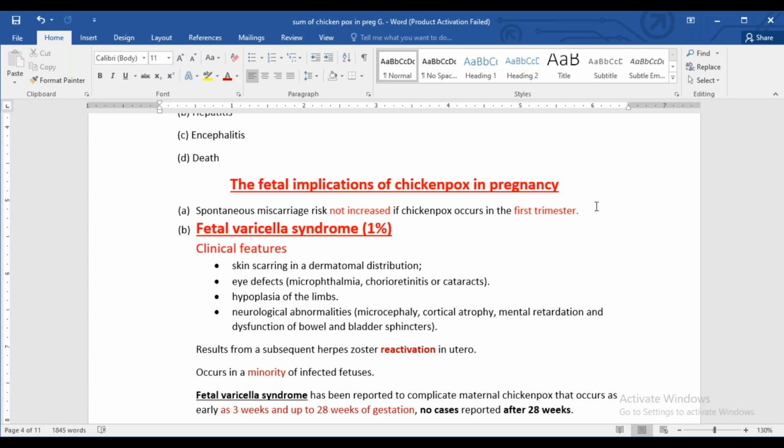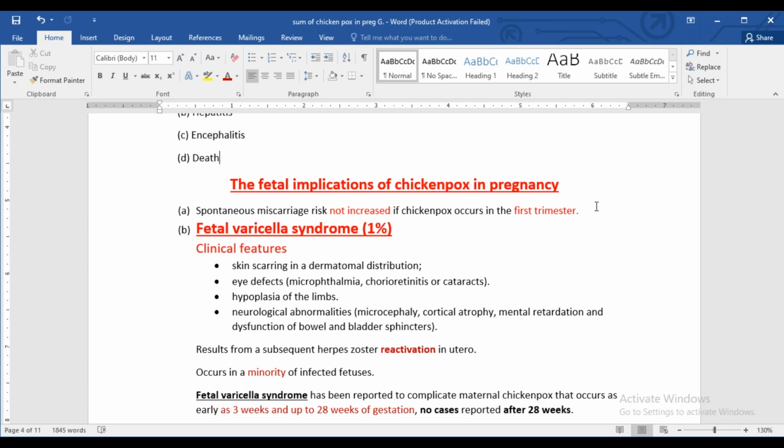It doesn't cause abortion. If the patient comes to you and asks, will it affect my baby? Will my baby die? You have to say it's the risk. You don't say no, but you say the studies show that it's not increased compared to the normal population. So the chickenpox will not lead to miscarriage at a higher percentage than in the other population.